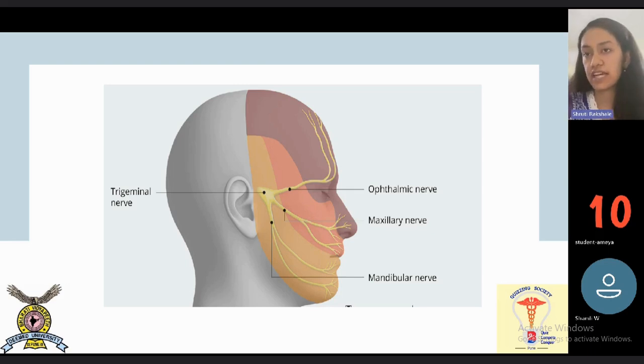As you can see, this diagram shows you the trigeminal nerve and its three branches and what all it supplies, the areas of distribution.